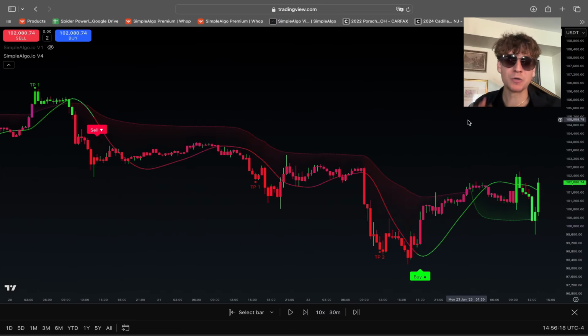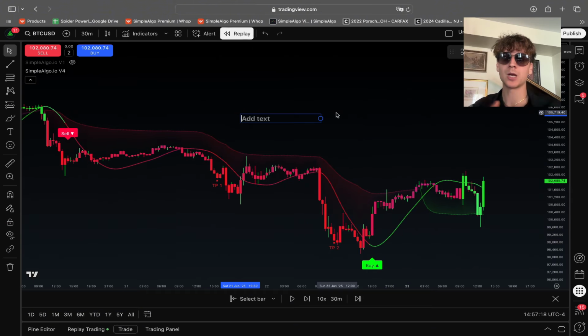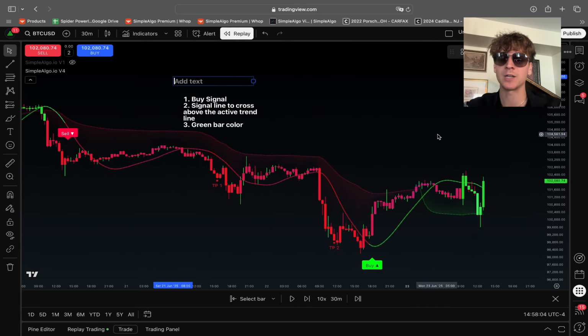All right, now that I went over all of the features and you know exactly how this works, let's go over the actual strategy itself. All right, so we're looking for 3 main things here in order to enter a trade. Number 1, we're looking for a buy signal. 2, we're looking for the signal line to cross above the active trend line. And then 3, we're just looking for a green bar color. So if all this criteria aligns, then we have confirmation to enter a long position.